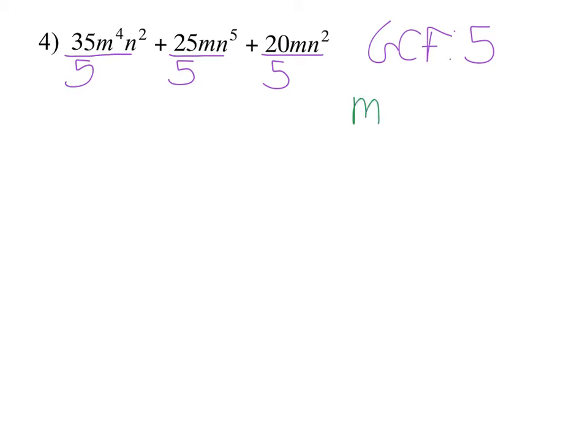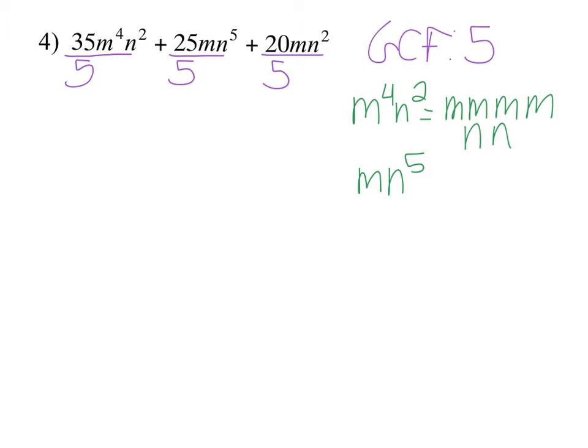I have m to the 4th n squared with that 35, which means I have 4 m's and I have 2 n's. And the second one has an m and an n to the 5th. There's nothing in front of that m, and they are not in parentheses, so that's really just an m to the 1st. You can include that little 1 there if that helps you. And then I have 5 n's. And then I have m, again, nothing with the exponent, so I'm going to put a 1 there. And n squared, so I have an m with 2 n's.